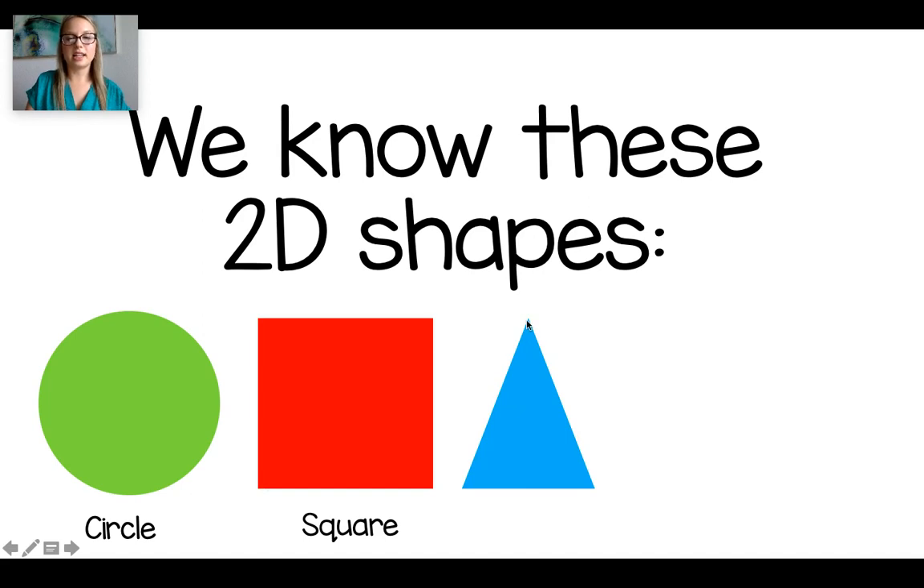Yep. What about this shape here? Let's count the sides. 1, 2, 3. How many vertices does it have? 1, 2, 3. It has 3 sides and 3 vertices. We know that that is a triangle. Remember, we would draw it in the air and go triangle.